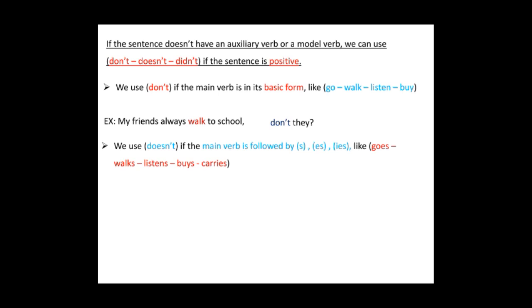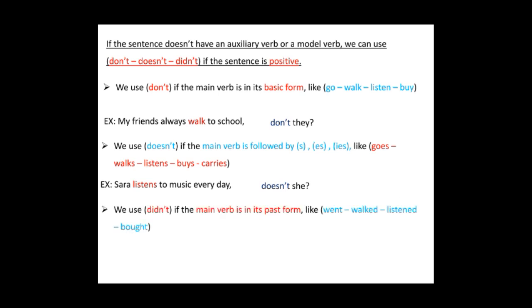We use doesn't if the main verb is followed by s or es, like goes, walks, listens, buys, carries. Sarah listens to music every day. Doesn't she? Because I don't have any auxiliary or modal verb, I need to bring do or does or did, whether affirmative or negative. What matches here? It's doesn't, so doesn't she. Don't forget the question mark, grade 4.